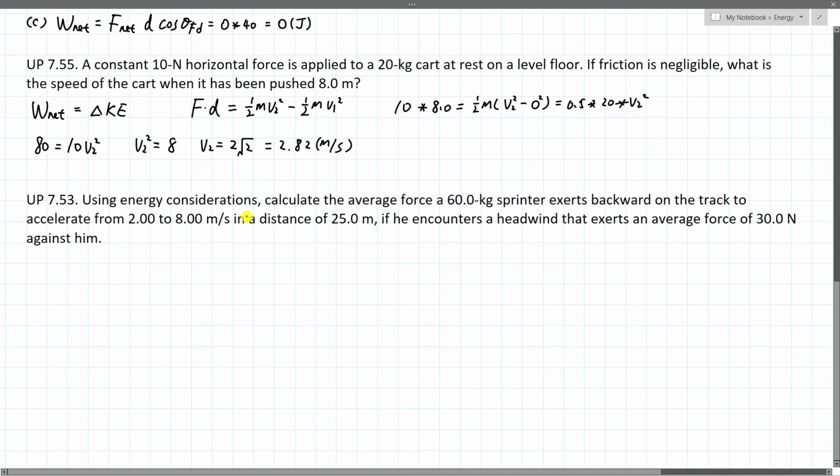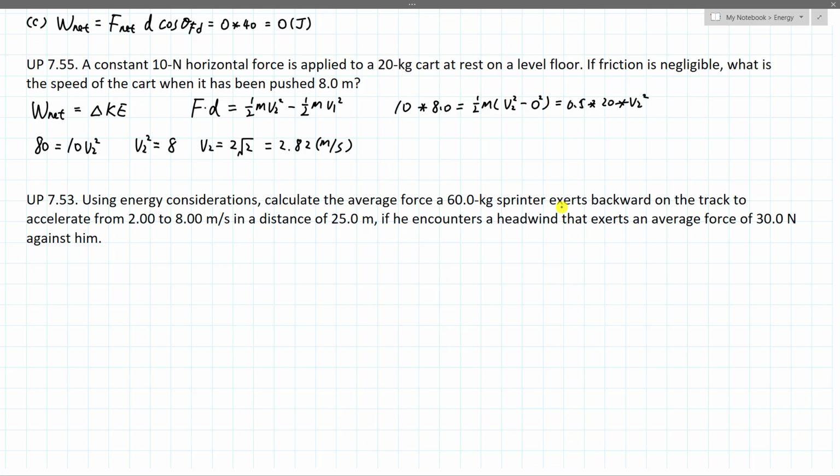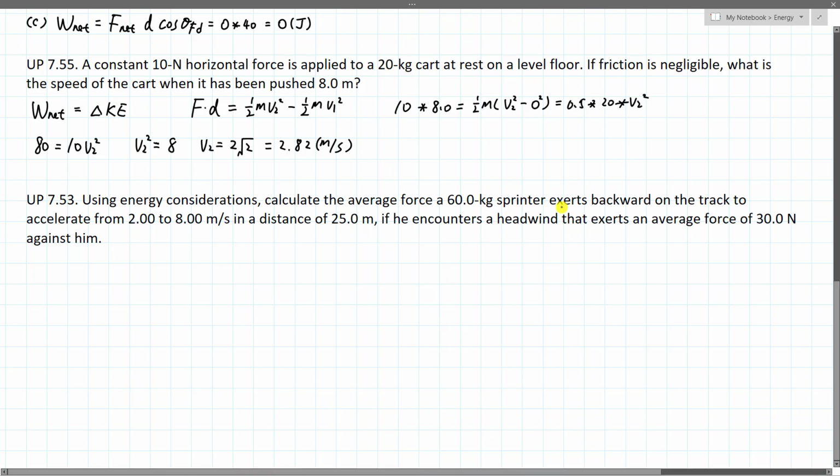Using energy consideration, that is this theorem, calculate the average force a 60 kilogram sprinter exerts backward on the track to accelerate from 2 meters per second to 8 meters per second in a distance of 25 meters, if he encounters a headwind that exerts an average force of 30 newtons against him. So the wind is blowing against him, and that gives an effective resistance. This sprinter exerts a backward force on the track. According to Newton's third law, the track exerts exactly the same amount of force on the sprinter to accelerate the sprinter forward, and this is the force that does work on the sprinter to accelerate him from 2 meters per second to 8.